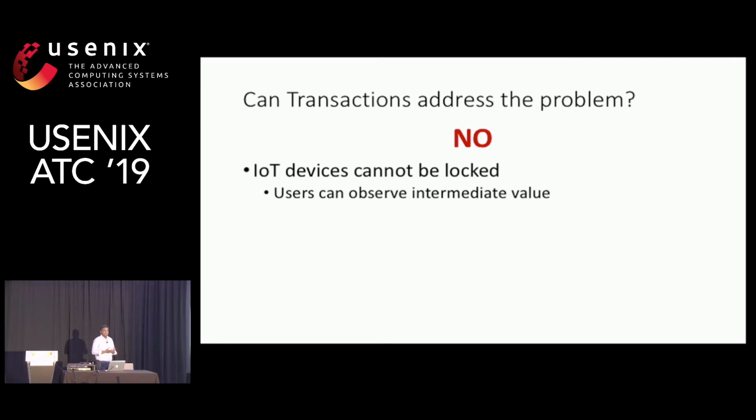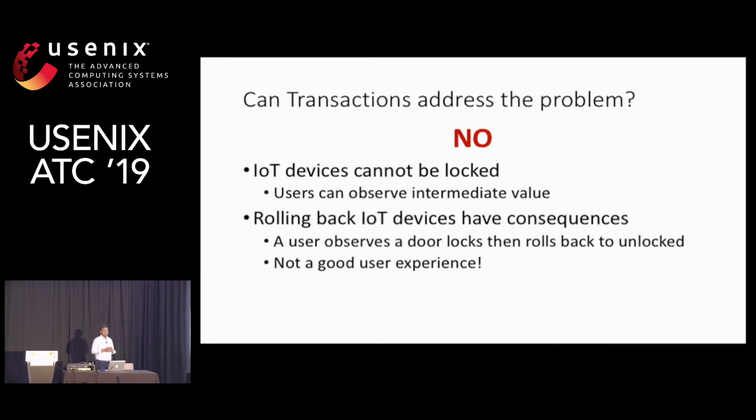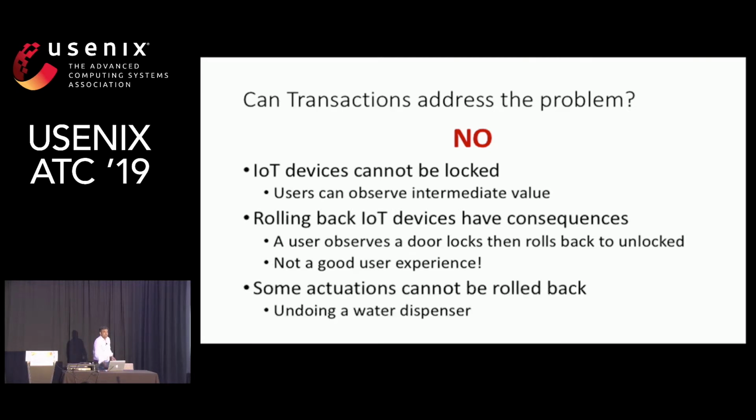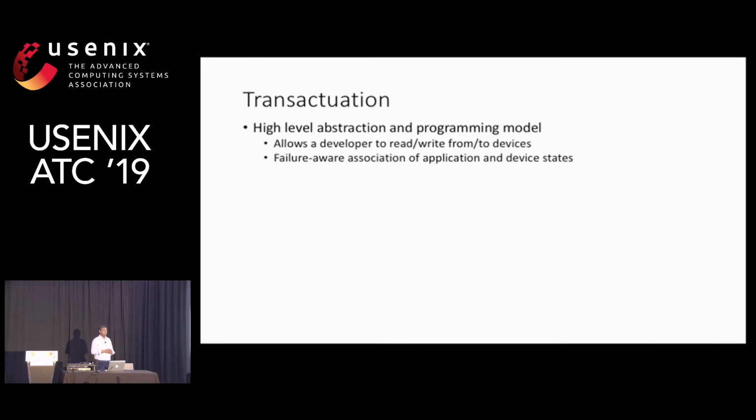The IoT devices, unlike the software world, cannot be locked because users can still see the intermediate values, and rolling back IoT devices could lead to a poor user experience. For example, the door getting locked and the door again getting unlocked, which the user could see. And in many cases, the actuations cannot even be rolled back, for example, undoing a water dispenser. So, we tailored transactions for the physical world, and we call this abstraction transactuation.